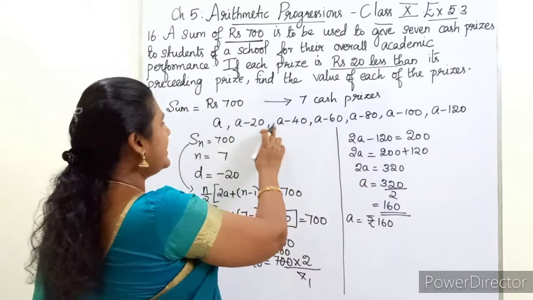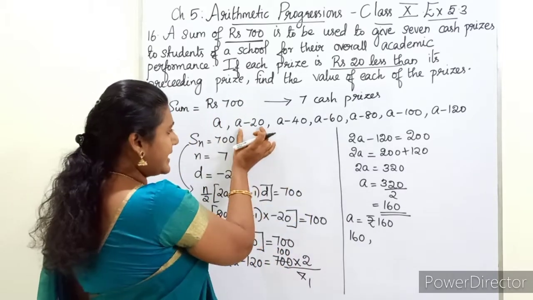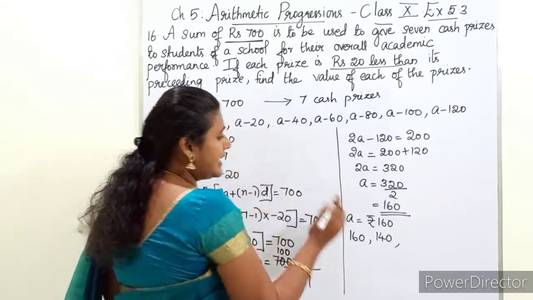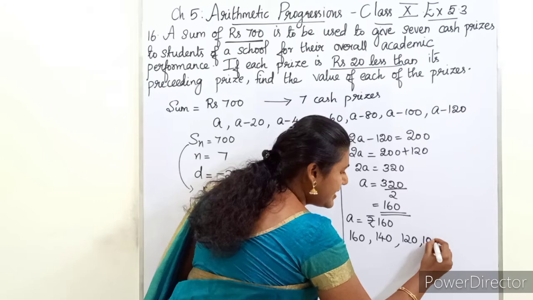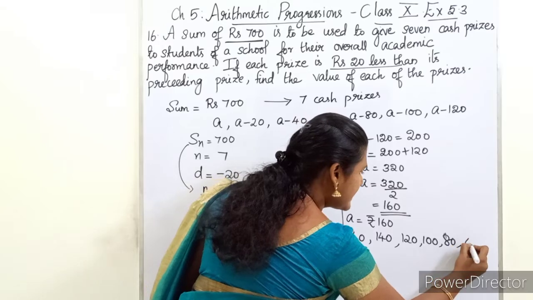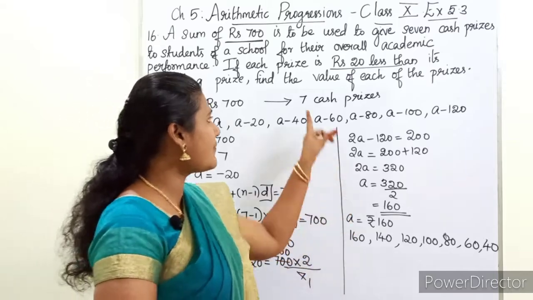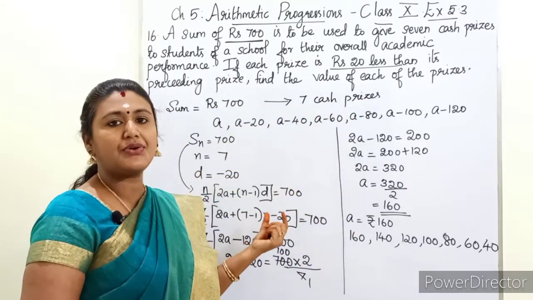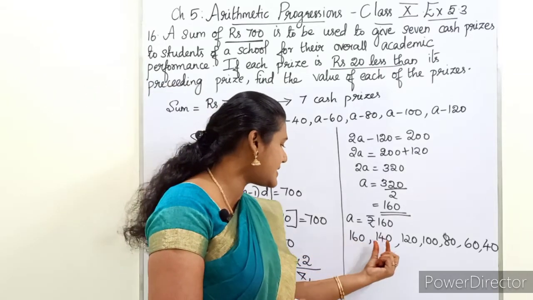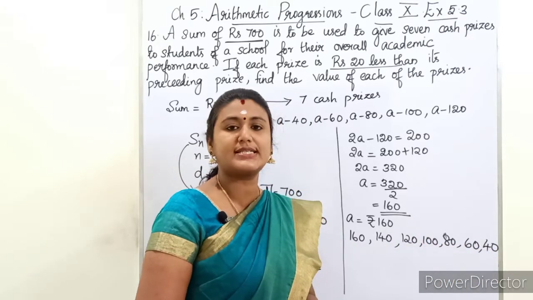Now can you tell me what will be the other prizes? 160 is the first prize, the second prize is 20 less. So 160 minus 20, that is 140, is the second cash prize. Then 120, 100, 80, 60, 40. So we have to find the value of each prize. The values of the 7 cash prizes will be 160 rupees, 140, 120, 100, 80, 60, 40. So this is how you have to do it.